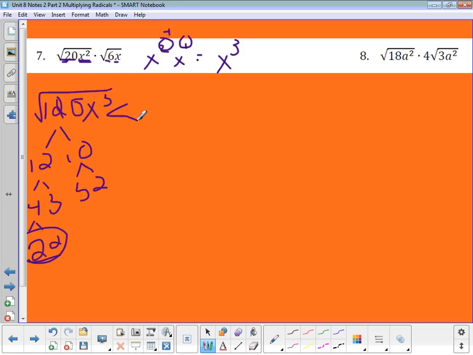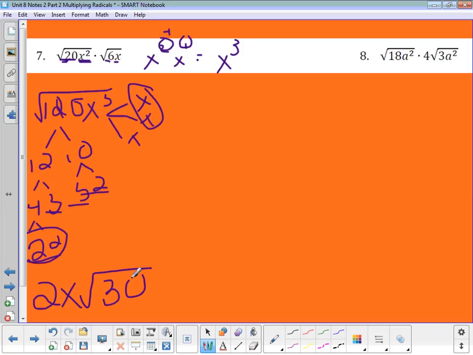But don't forget about those x's over here. We have 3 x's, which means I can take out a pair of 1 x's. So on the outside of that radical, I'm going to have 2 and then x. And then left underneath the radical is 3 times 5 times 2, which is going to give me 30. And believe it or not, the square root of 30 is fully simplified. I'm going to go ahead and have you guys try number 8 on your own.